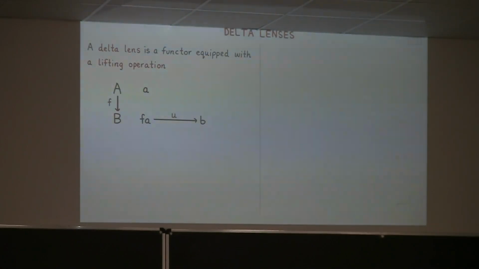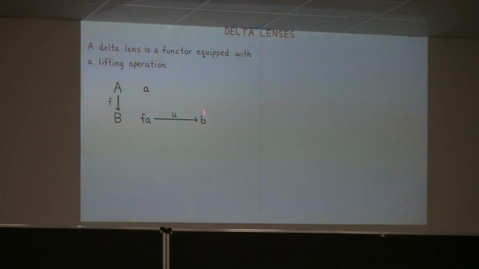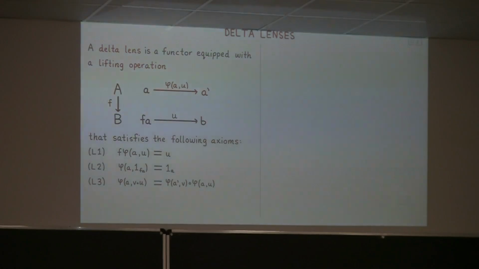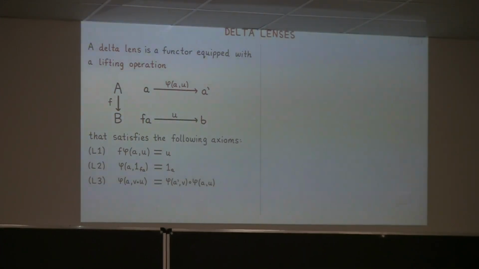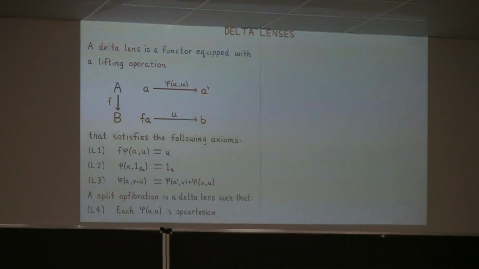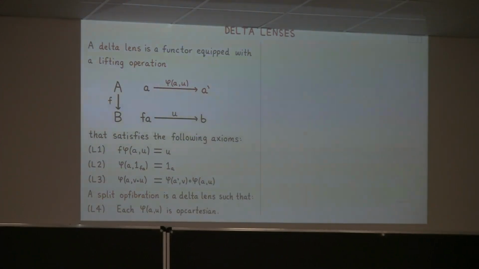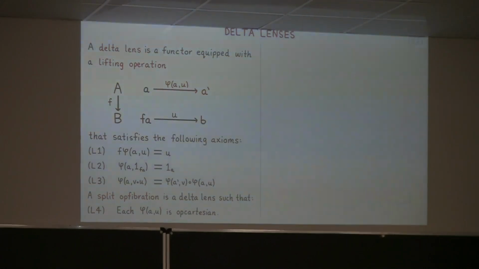Okay, so a delta lens is equipped with some additional structure, which I want to call a lifting operation. What does this lifting operation do? Well, it says that for every object A in our domain, and every morphism out of its image, we have a chosen morphism lying above it. And this chosen morphism has to satisfy some axioms. The first axiom says that it's actually just a lift, so it lies above the given morphism. The other two axioms say that this lifting operation preserves identities and composition. And this is what a delta lens is. If we add the extra axiom that these chosen lifts are all Cartesian, we recover exactly the notion of a split opfibration.